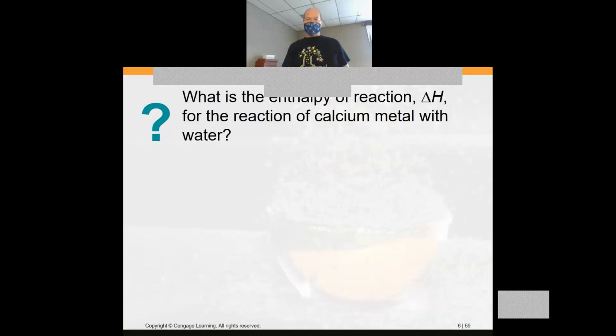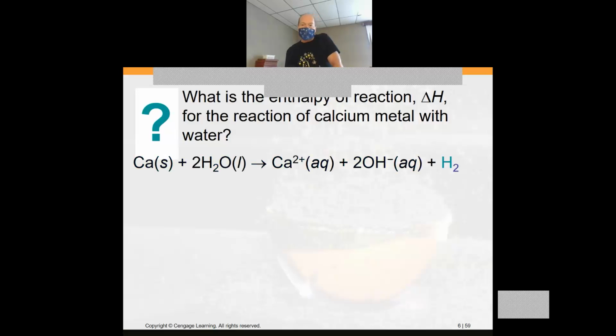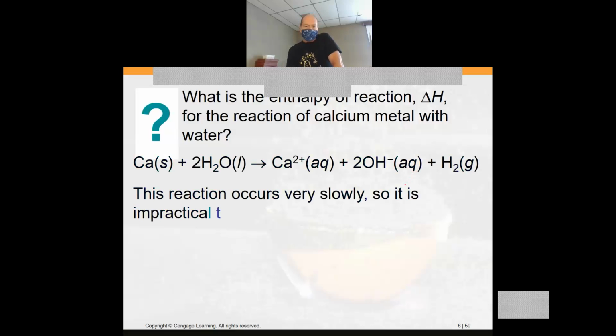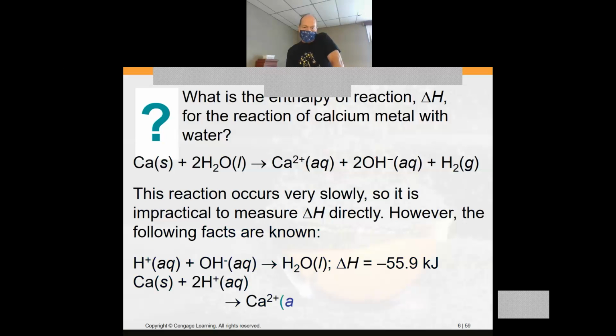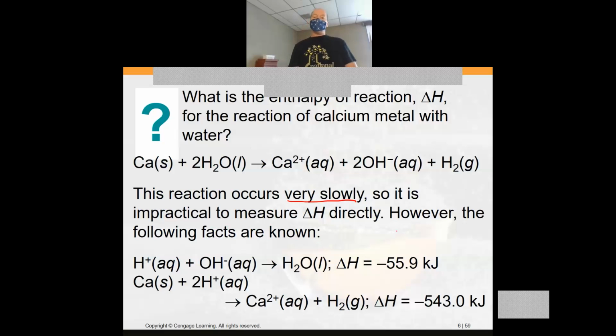All right, so what is the enthalpy of reaction for the reaction of calcium metal with water? All right, so we cannot do this in lab because it is a very slow reaction. And so here are two reactions that we do have that are easily done in the lab. This is your HCl plus NaOH. We can easily get a delta H of that, negative 55.9 kilojoules.